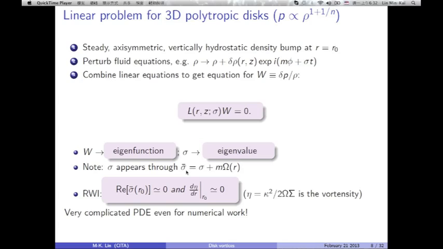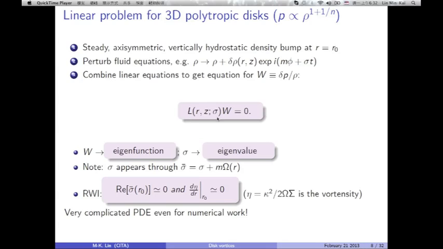So I'm going to look for a very special solution. I'm going to look for a solution where the real part of this intrinsic frequency at the bump radius is close to 0, and the bump radius is going to be a potential vorticity extremum. So eta here is the vortensity or potential vorticity. So essentially what I'm saying is the corrotation point of the mode is going to coincide with the vortensity extremum.